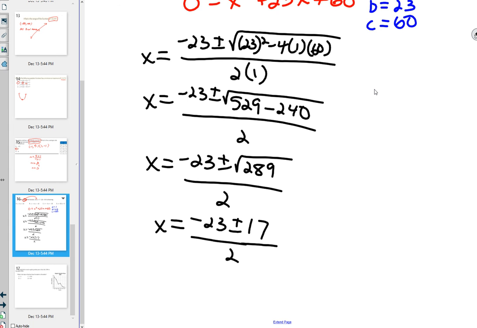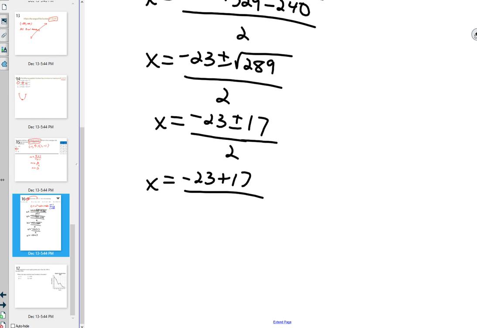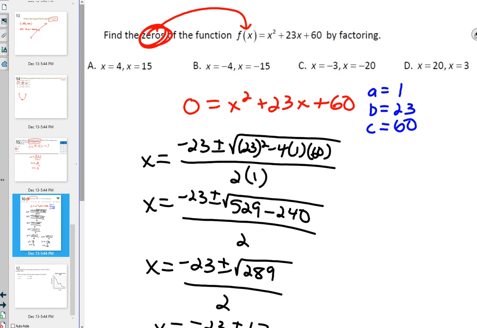Cool. What are we doing when we get to the plus or minus? Split it. X is equal to negative 23 plus 17 over 2. X is equal to negative 23 minus 17 over 2. So X is equal to negative 6 over 2, which is negative 3. X is equal to negative 40 over 2, which is negative 20. Which one of these has negative 20 and negative 3?